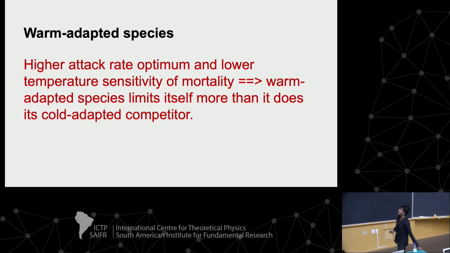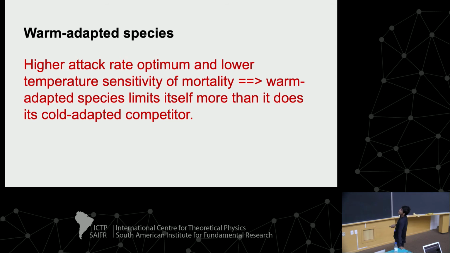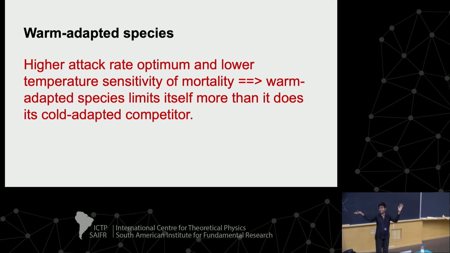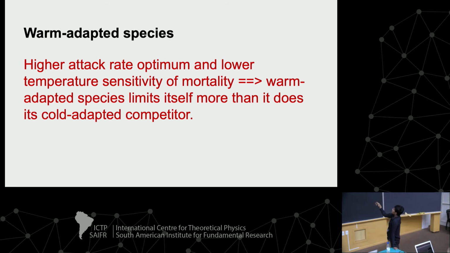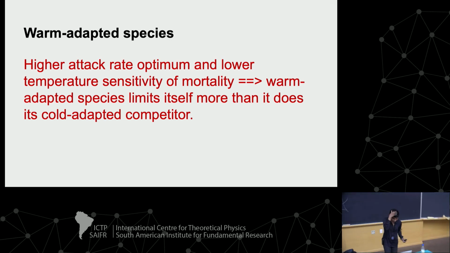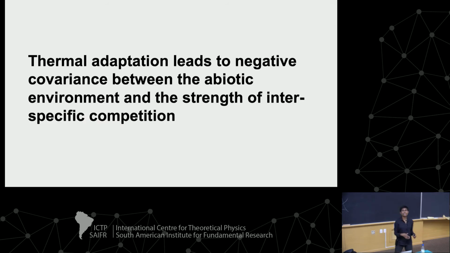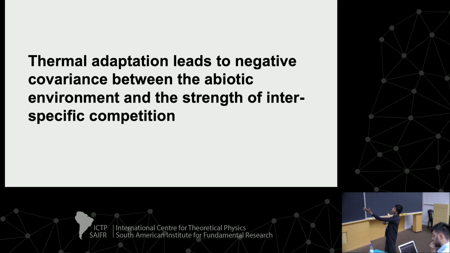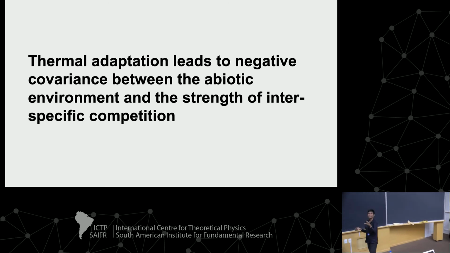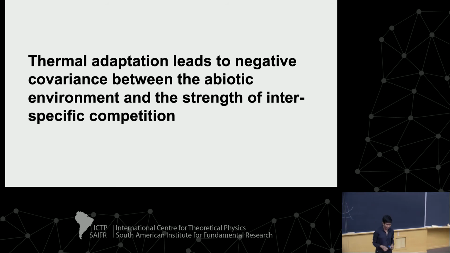Okay, so to summarize, a higher attack rate optimum and a lower temperature sensitivity of mortality. So it's a trade-off between some aspect of attack consumption rate and some aspect of mortality, right? Which are very common. So a longevity, fecundity type trade-off. And that means that the warm adapted species will also limit itself more than it limits its cold adapted competitor. So what you get is that thermal adaptation of this type will naturally lead to a negative covariance between the favorability of the abiotic environment and the strength of interspecific competition, okay?